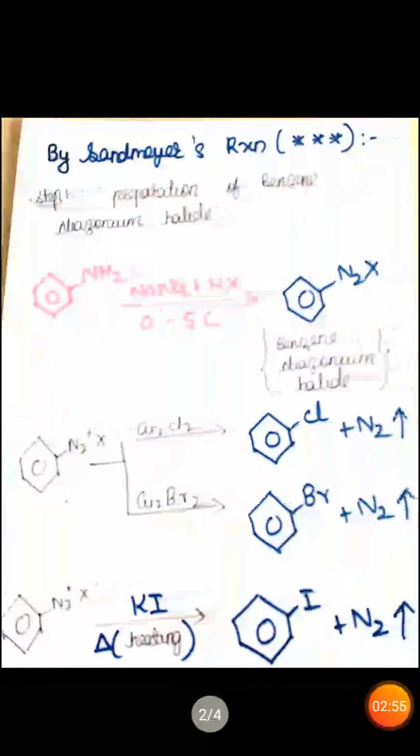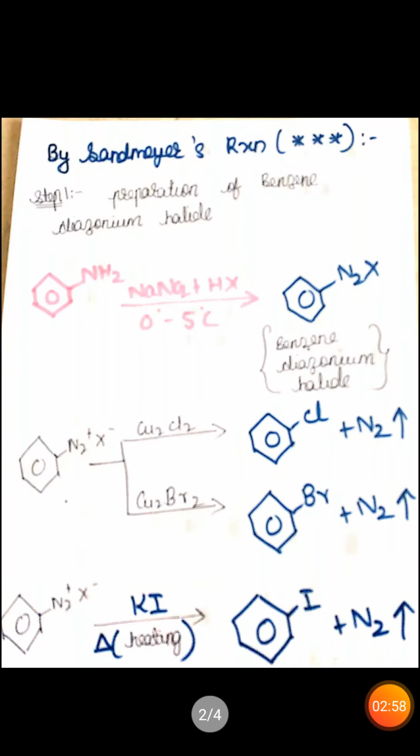Okay, let's move ahead. This is very important. Sandmeyer's reaction is one of the most tested in your school exams and board exams. Let's see what this Sandmeyer's reaction is. First one, preparation of benzene diazonium halide. You can see the blue color compound in the first reaction is benzene diazonium halide: the benzene aromatic ring connected to N2X.